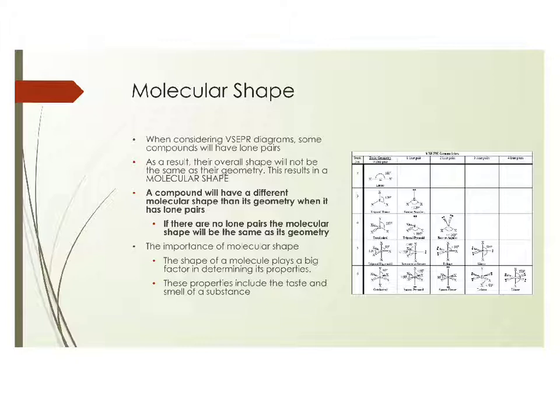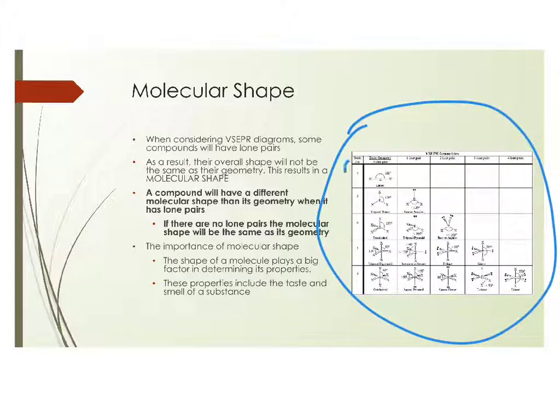The importance of molecular shape. The shape of a molecule plays a big role in determining its properties, and these properties include the taste and smell of a substance. If you look to the right, you can see that each of the 5 main geometries has a distinct molecular shape based on the number of lone pairs that a compound can have.